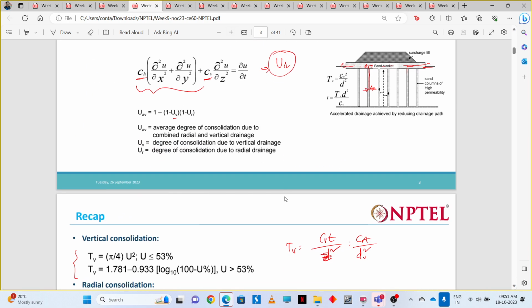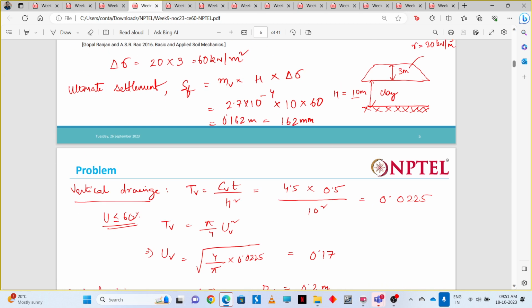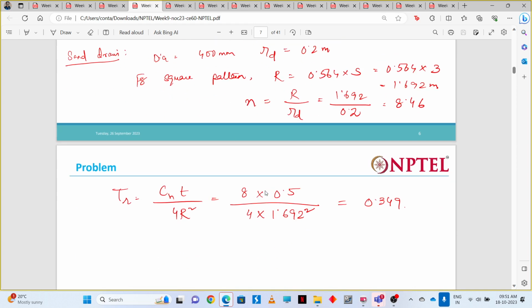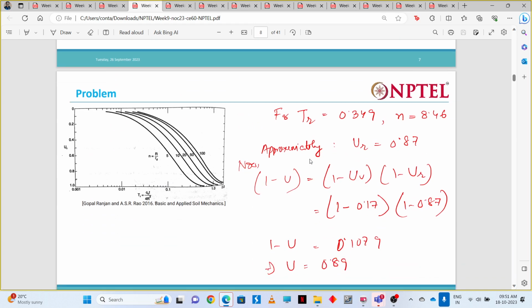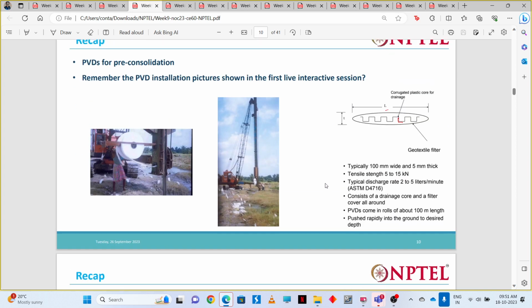We solved a problem also where we saw that with the use of sand drains, the consolidation is accelerated. We solved some problems. All these things we discussed, how to calculate. Then we saw what PVDs are. These are nothing but prefabricated vertical drains.